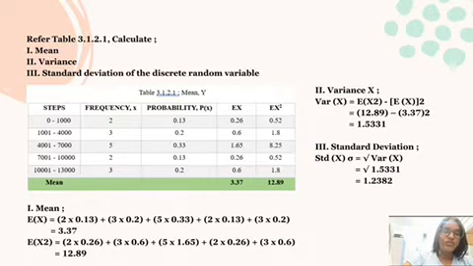As usual, we need to minus 3.37 squared from 12.89. So the answer is 1.5331. The last step is to find the standard deviation. So the square root of 1.5331, and the final answer is 1.2382.